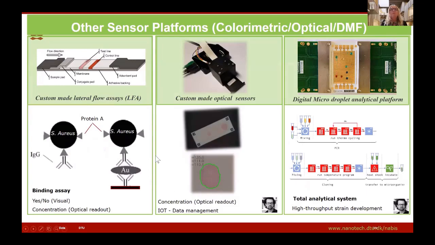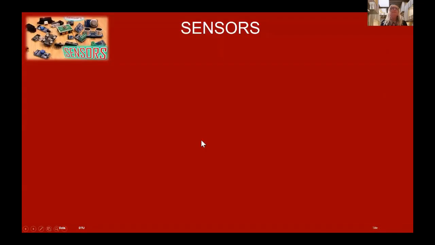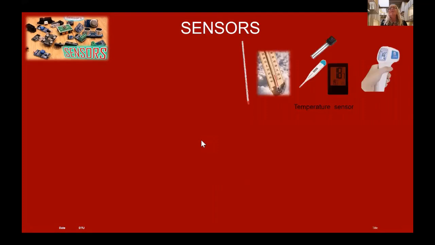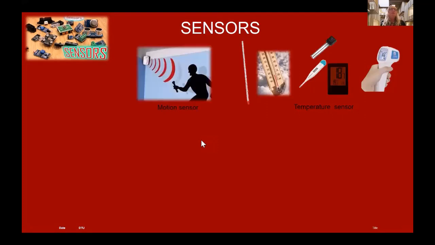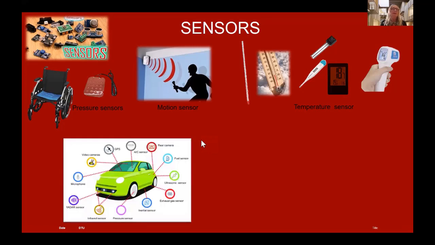So, what are sensors? Sensors are everywhere in our daily life. They're all around us, and they come in different types. We encounter temperature sensors, motion sensors, pressure sensors. And actually, one of the things that we use every day probably has the most sensors of anything. That is our car. In our car, we have sensors everywhere. We have infrared sensors, radar sensors, microphones, ultrasonic sensors, fuel sensors, camera sensors. There are tons of sensors in the car that we drive in every day.